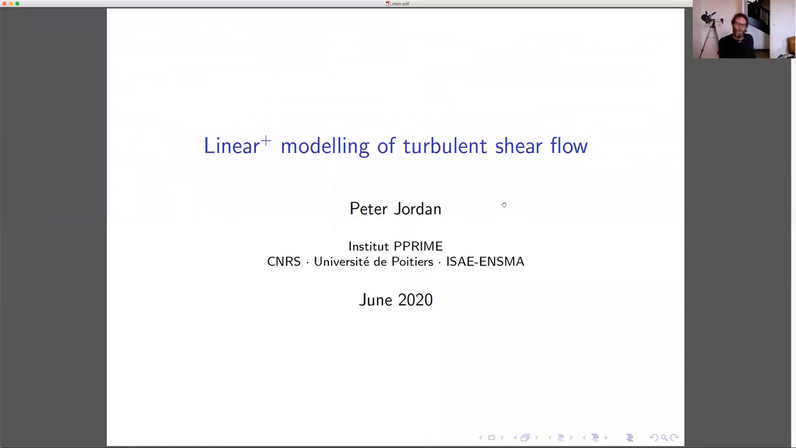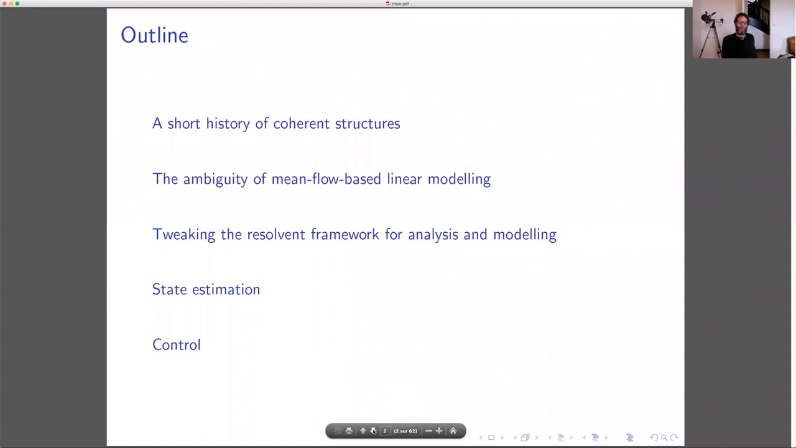So I'm going to talk about linear modeling. Last night, I decided to add a plus to this because, as you'll see, it's always linear plus something else, something to account for nonlinearity. So the talk is organized like this. I'm going to give a brief history of what we call coherent structures in turbulent shear flow. And then I'll basically get into 4 chapters of the talk where I'll talk about recent results and developments that I've been involved in recently.